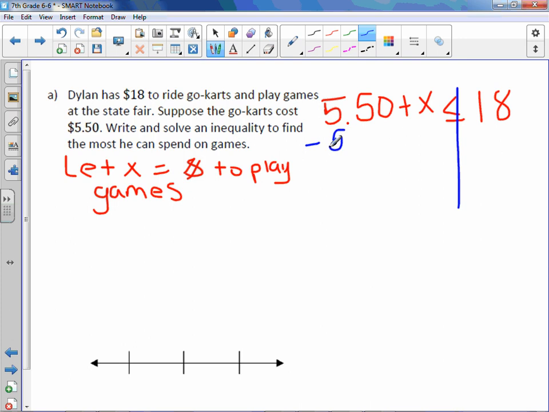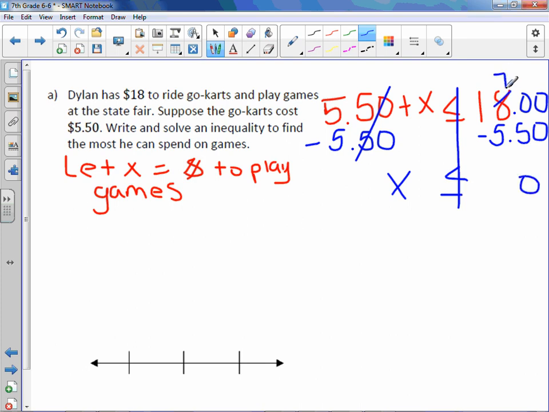We're going to subtract $5.50 from both sides. Remember, line up those decimal points. The decimal point on 18 is at the end. x is less than or equal to, well, this would be 0. Borrow here. Looks like $12.50. So $12.50 is our middle number, and I'm going to go up to $13 and also go down to $12.